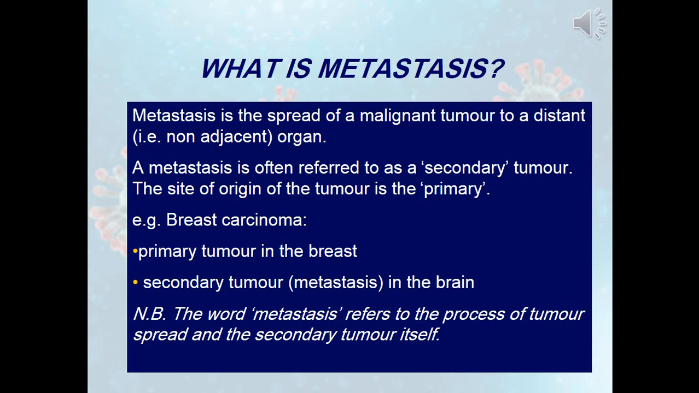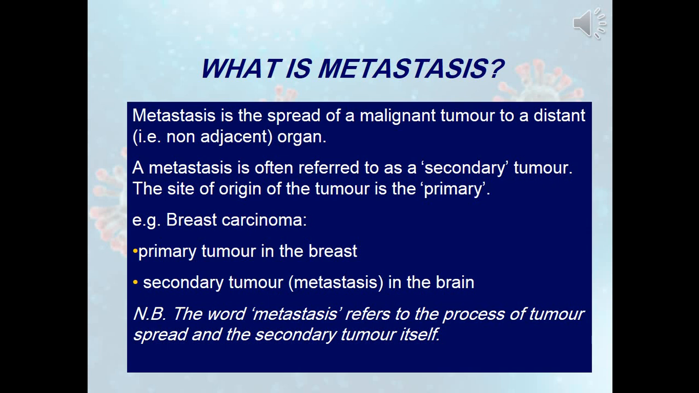Right. Now, what is metastasis? Metastasis is the ability of malignant cells to spread to distant sites, not adjacent organs, because if it is an adjacent organ, then it becomes local invasion. Metastasis means the ability of malignant cells to spread into distant sites.